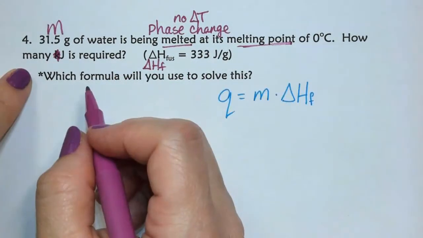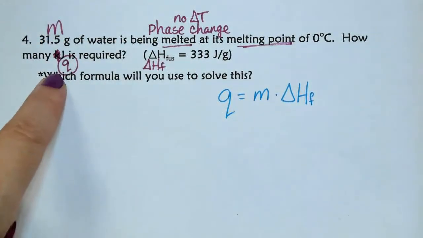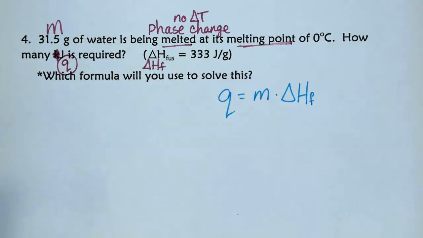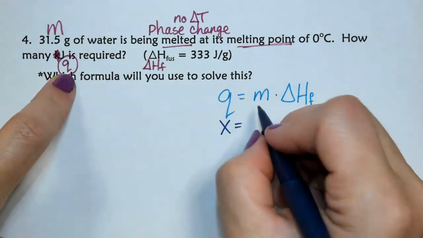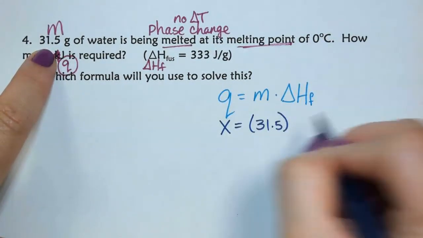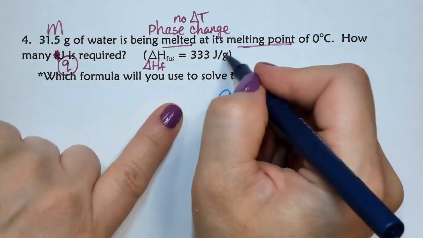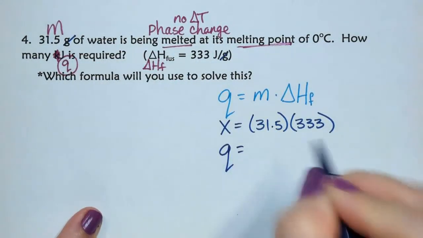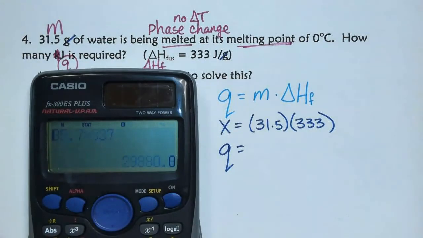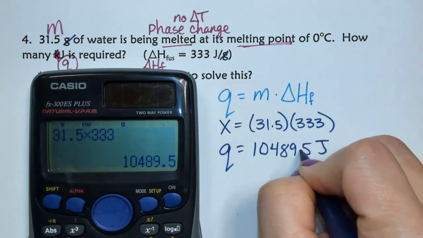So now, this is the equation we'll use. To clarify, we are solving for Q, how much heat, how many joules are required. And now if we plug in our values, Q is what I'm solving for, so that's X. And that equals 31.5 grams times 333 joules per gram. Notice that my grams both cancel with each other and I'm left with joules. So when I get my answer for Q, it's going to be in joules. So we have 31.5 times 333, and that gives us 10,489.5 joules of energy.